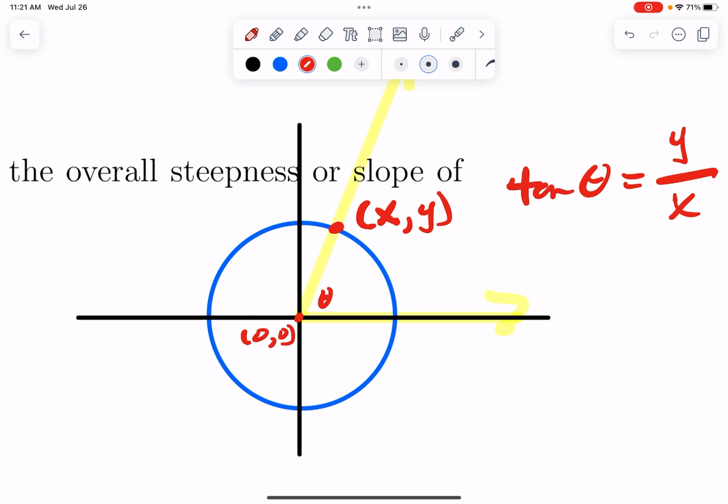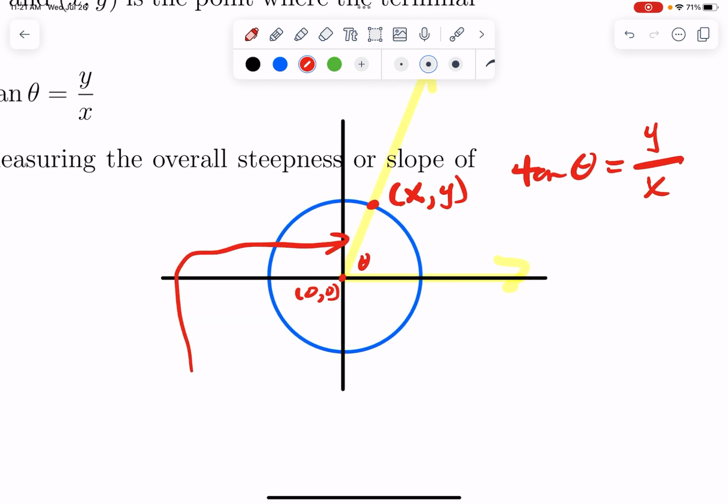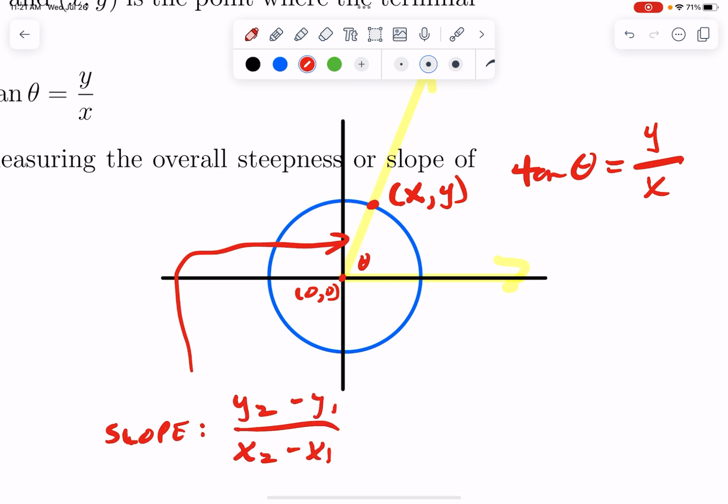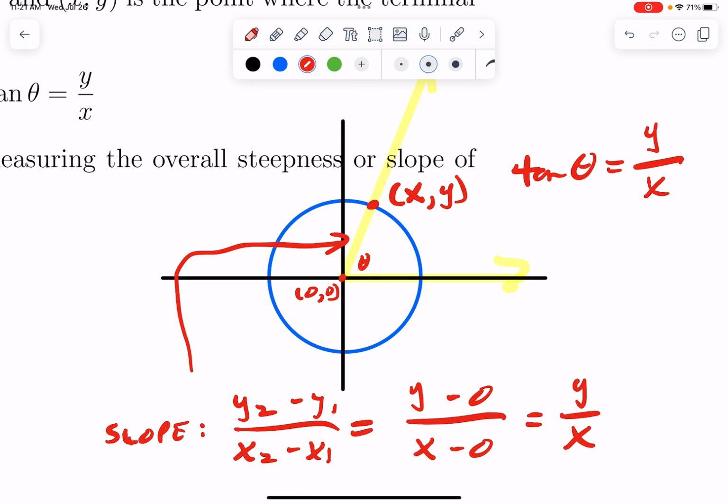Here's the origin at 0, 0. And if I were to ask, that terminal side, how steep is it? You remember from algebra that we measure steepness with a slope. And the way we measure a slope is the change in y-coordinates divided by the change in x-coordinates. And in this case, two of those coordinates are just 0. The others we're just calling x and y. So this is the same thing.